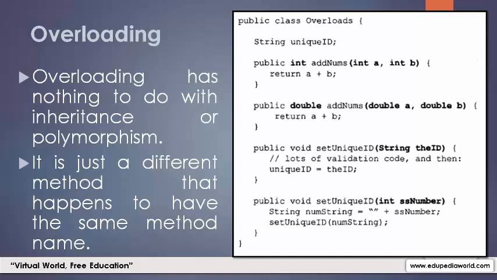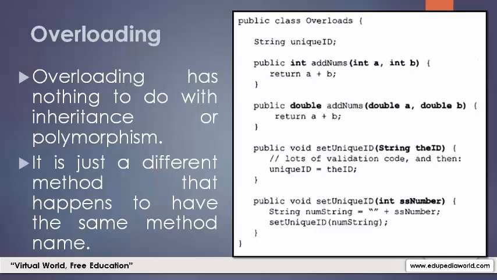When we call the addNums method by passing int type values, the first method will be called. But when we call the addNums method by passing double type values, the second method will be called. So this is a legal overloading situation. Now take a look at the third method and the fourth method. The same name setUniqueID, the same access modifier public, the same return type void, but different parameters.